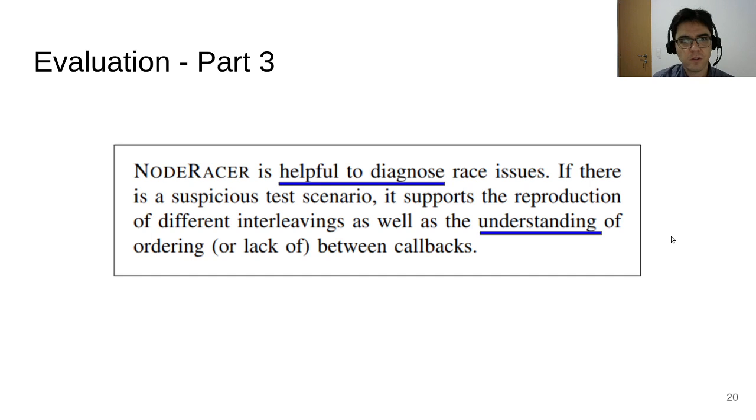For research question 3, we look at the usefulness of NodeRacer in diagnosing race-related issues. By investigating 5 open issues in GitHub, we note that NodeRacer is helpful to diagnose race issues. If there is a suspicious test scenario, it supports the reproduction of different interleavings, as well as the understanding of the ordering, or lack of it, between the callbacks.